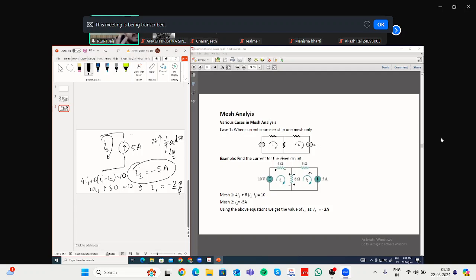Let us say there is some kind of a circuit where the 6 ohm resistance is common to three circuits. It's difficult to show it in a two-dimensional manner.